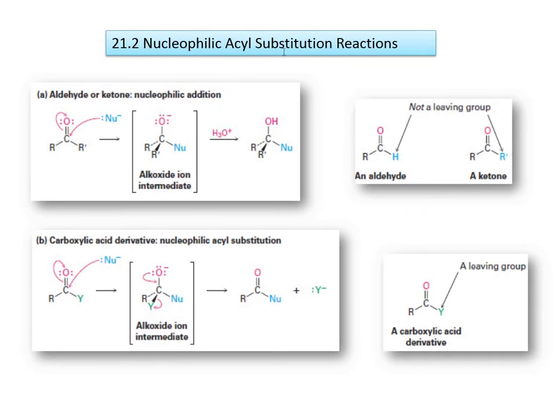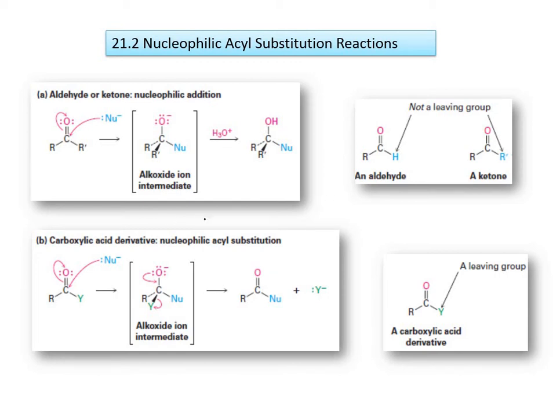Okay, let's start nucleophilic acyl substitution reactions. Before starting, let's remember the reactions that aldehydes and ketones can undergo. In the previous chapters we have seen that aldehydes and ketones undergo nucleophilic addition reactions. What is the nucleophilic addition reaction? If you have a nucleophile, the nucleophile adds itself to carbonyl carbon, then we form a tetrahedral intermediate. This tetrahedral intermediate can be protonated by an acid, then we form an alcohol.